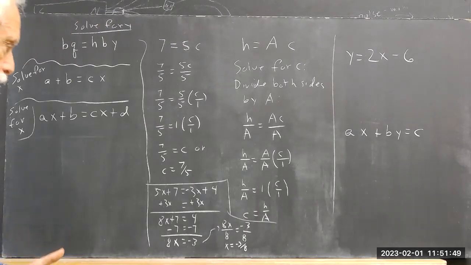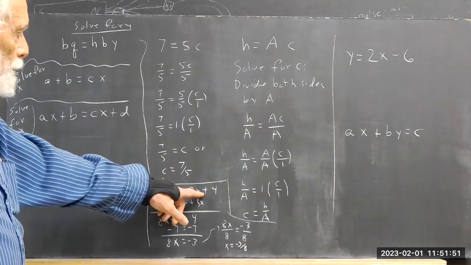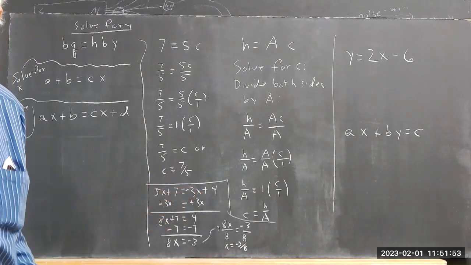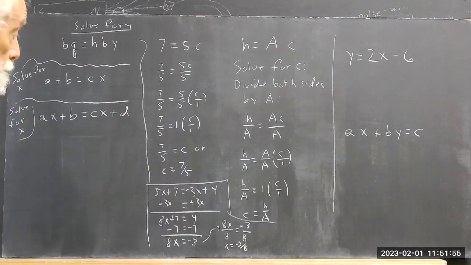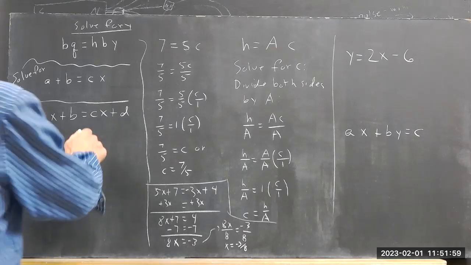Now the operation is, the first thing we want to do maybe is get the x's over on one side. So how do we do that here? Right.